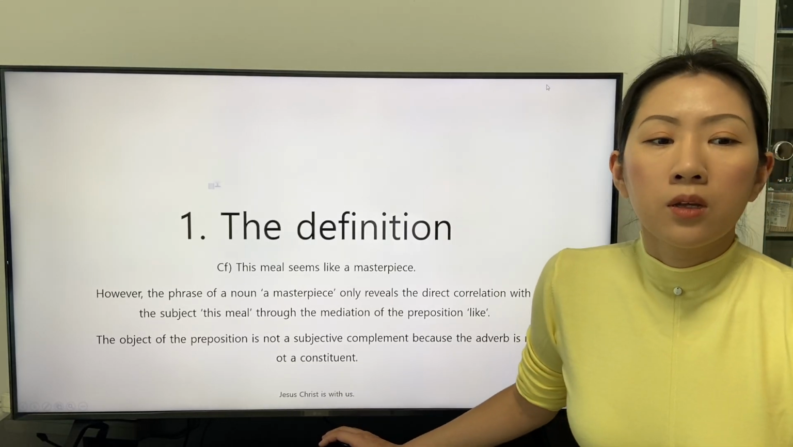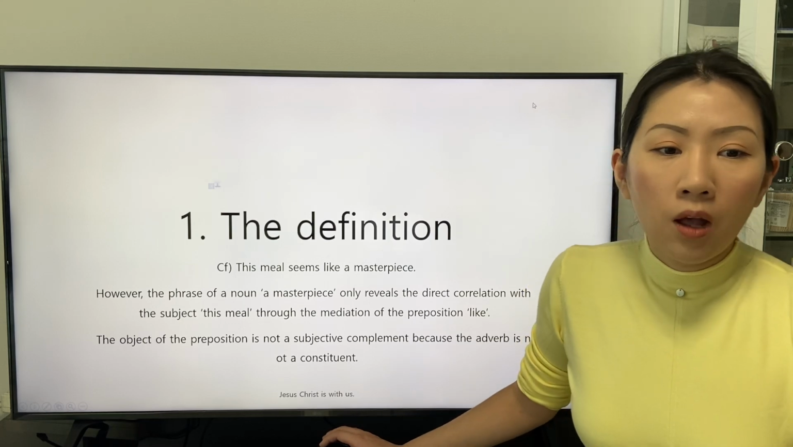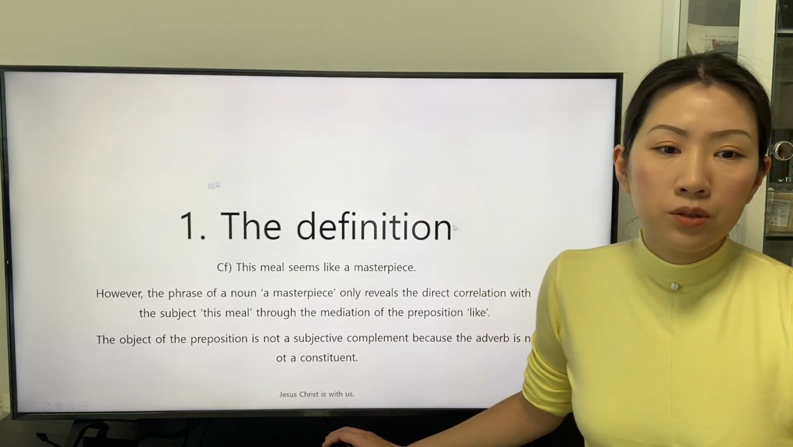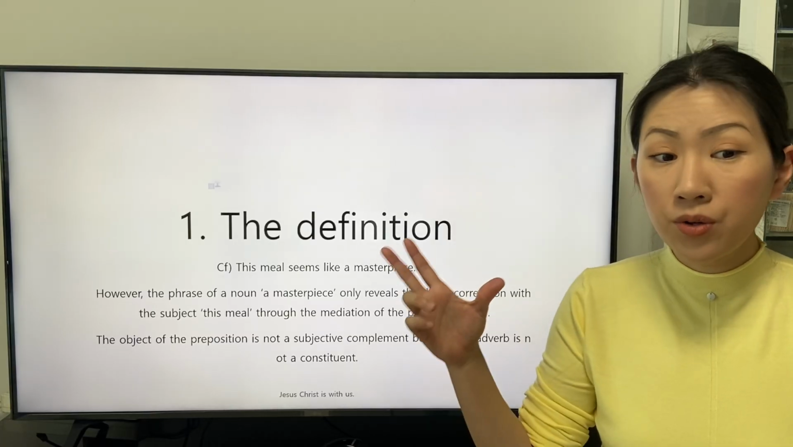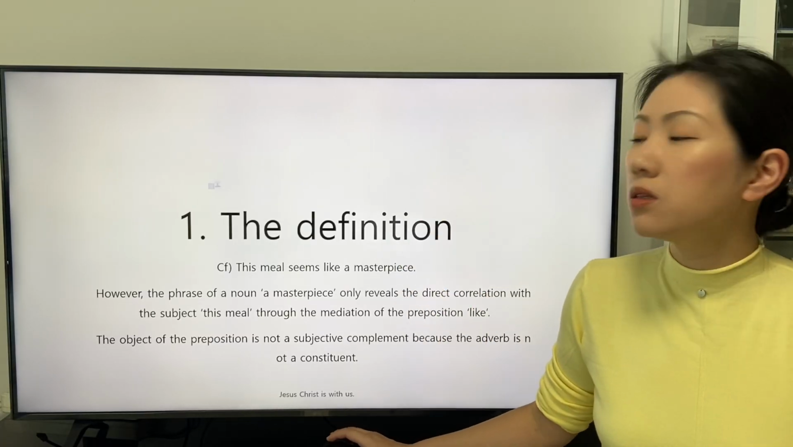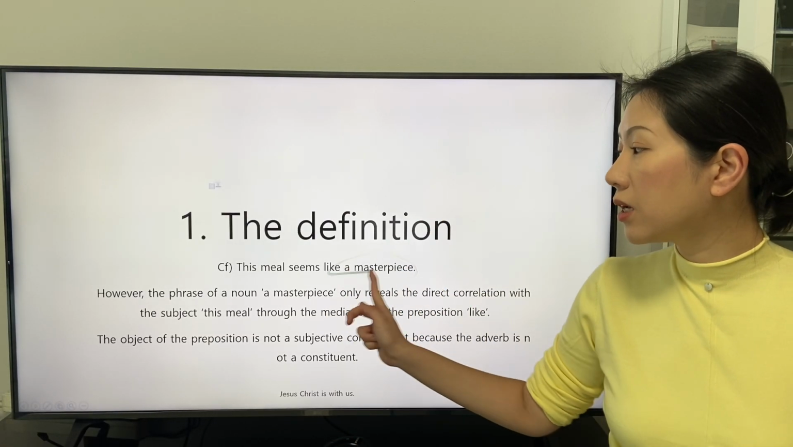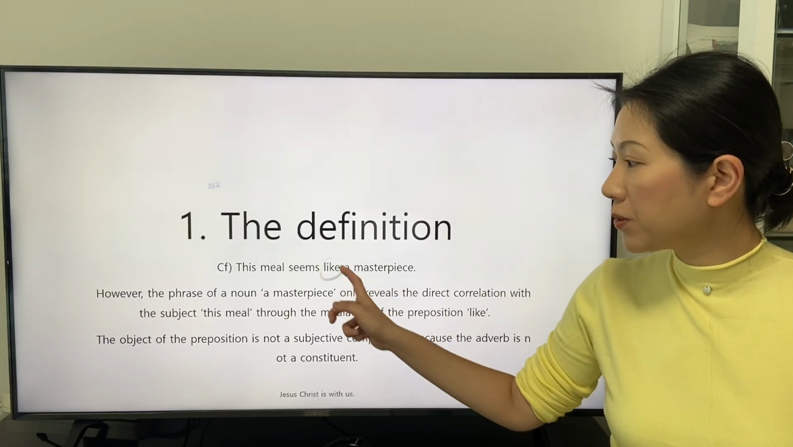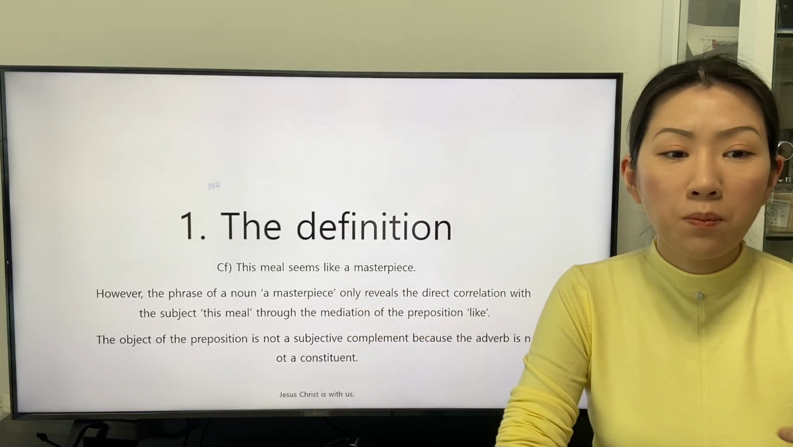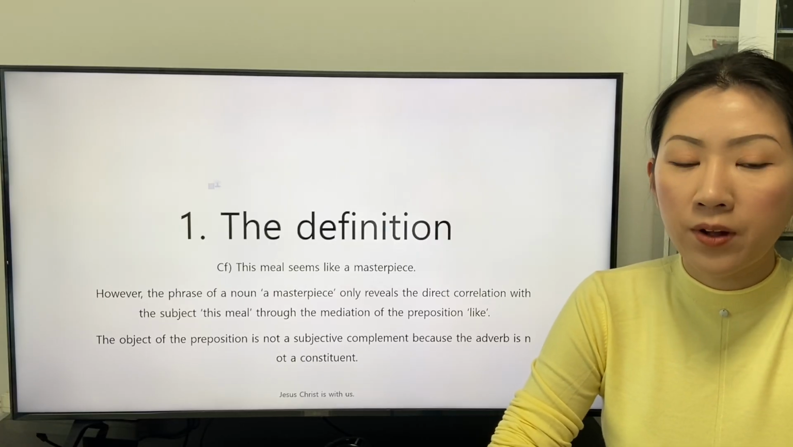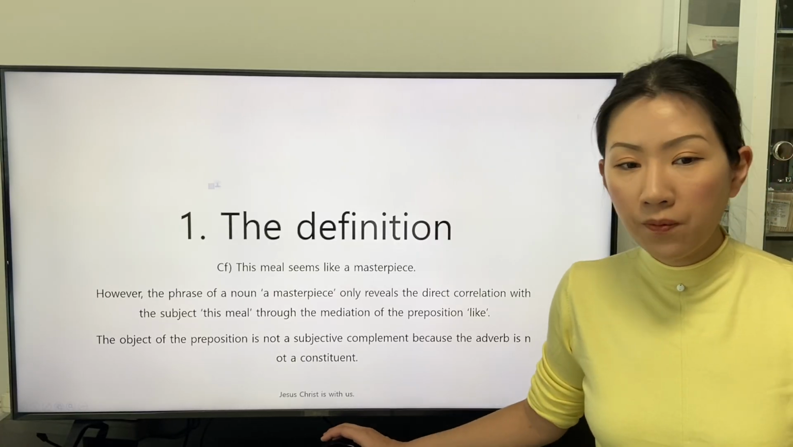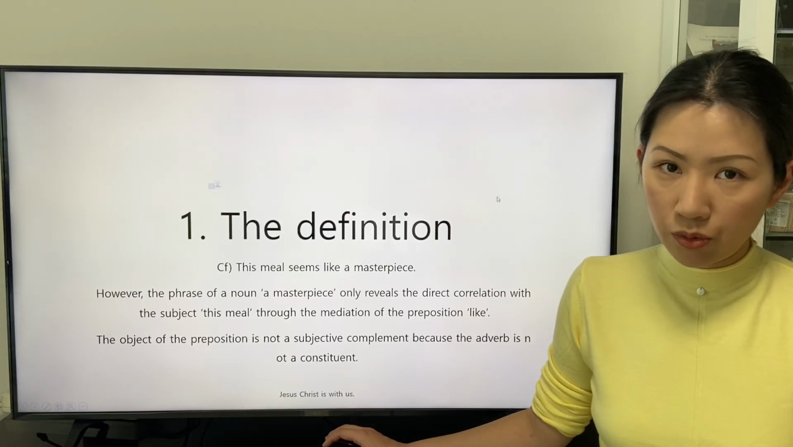However, the phrase of a noun, a masterpiece, only reveals the direct correlation with the subject this meal through the mediation of the preposition like. A masterpiece is the object of the preposition like. The object of the preposition is not a subjective complement because the adverb is not a constituent.